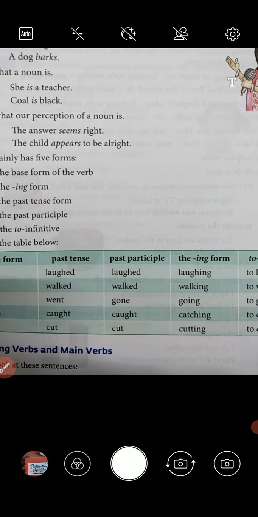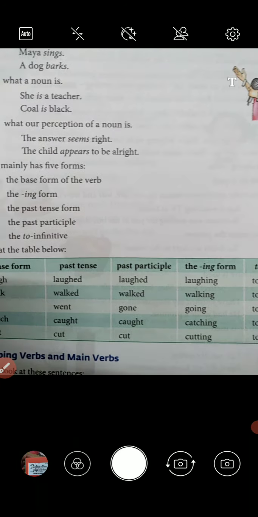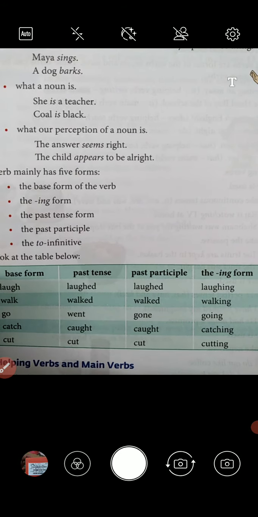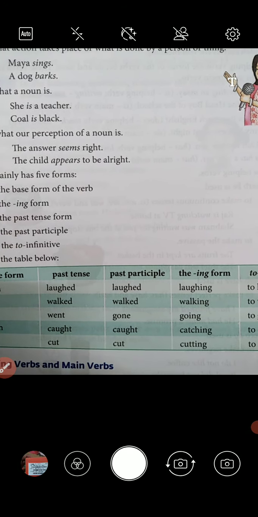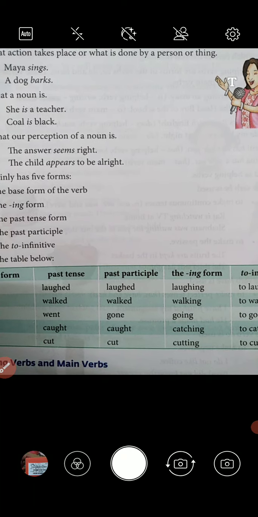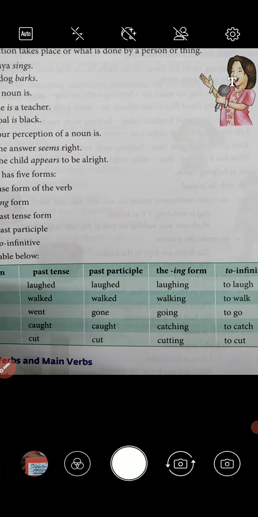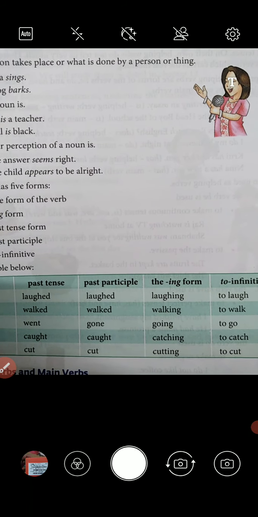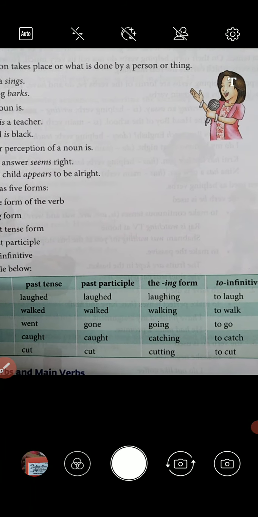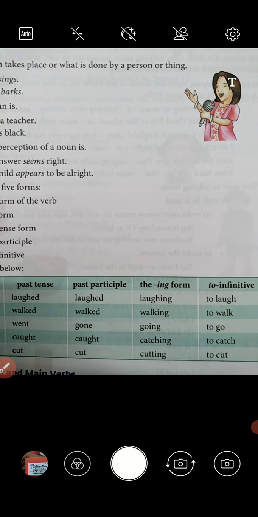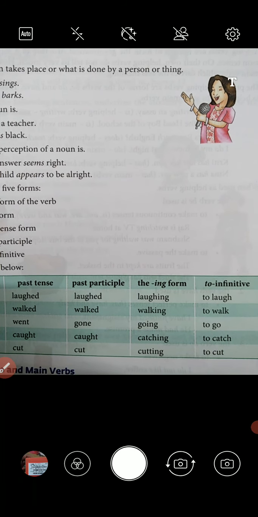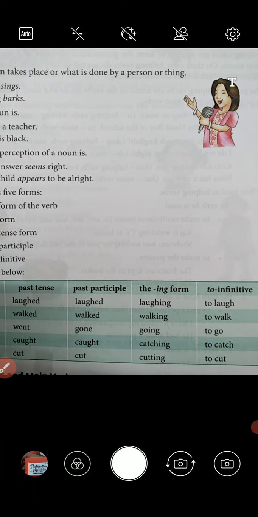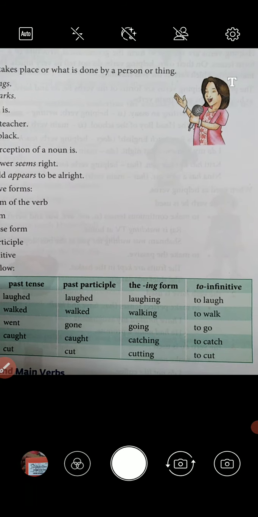Now the ing form. Catch is the verb, and we are adding ing: catching. We are catching the ball. We are catching the pencil. I am catching the cricket ball. And the infinitive form is to catch.